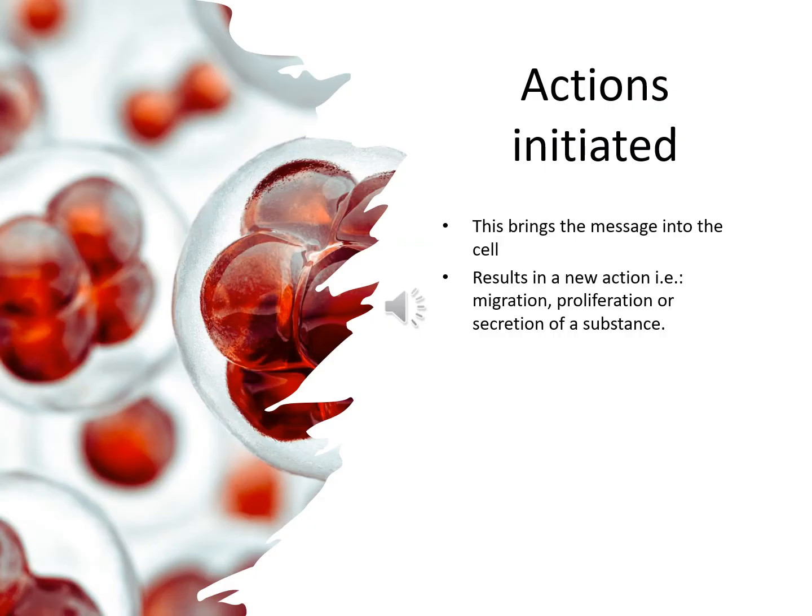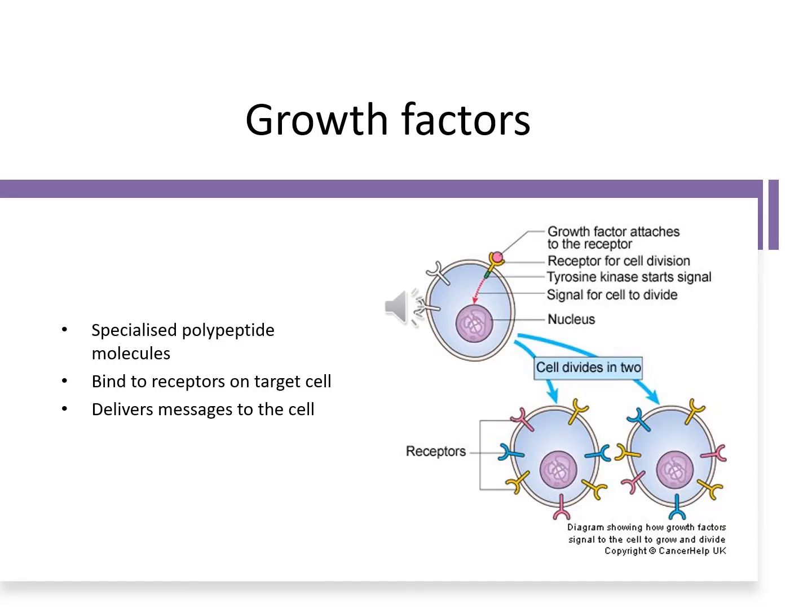Big one. So what happens then? We get some actions that are initiated. So the message is then brought into the cell, and then that message results in a new action. So it could be the migration of new cells, the proliferation, making of new cells, some kind of secretion of a substance that's going to help aiding the development of the new tissue. They're polypeptides. So poly means many, so many peptides, usually a chain of those molecules that bind to the receptors on the cell, delivers the message.